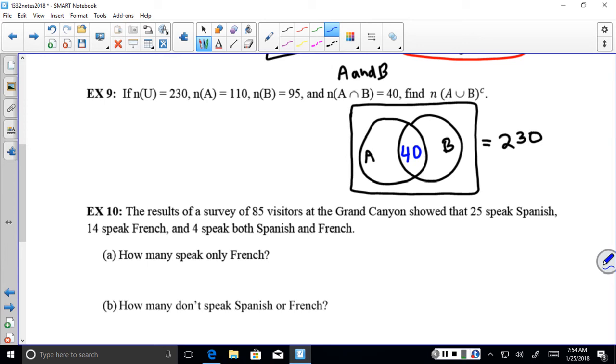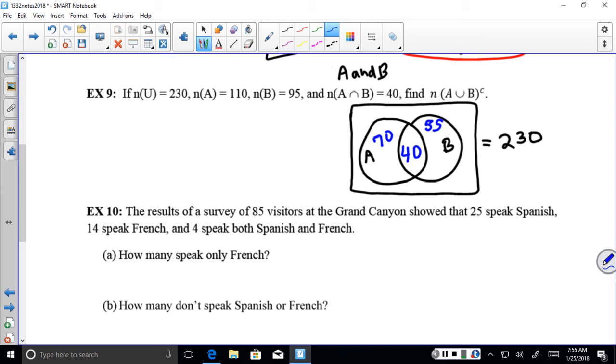Backing up, if the number in B is 95 and I already have 40 in that circle, how many's in the other part? Not everyone at once. I can't hear y'all yelling at me. 55, thank you. And then if the number in A is 110 and I already have 40 in there, how many's in the other part? 70. You are allowed to use calculators in this class.